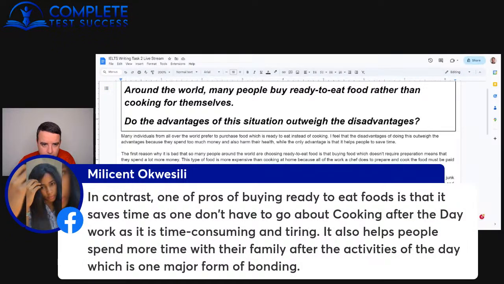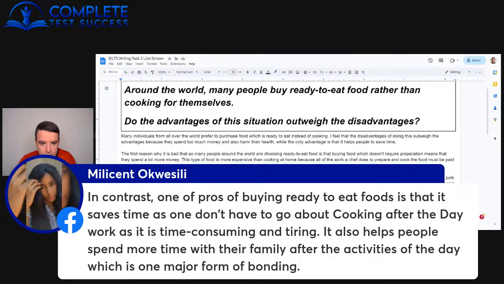Okay, same thing again. In contrast, one of the pros of buying, so again, we have the same thing here, Millicent, using the cohesive device. In contrast, so it's like, okay, we're talking about something else now. We're talking about the other side now. So that's very important again for coherence and cohesion. One of the pros of buying ready-to-eat food, it's an uncountable noun, is that it saves time, as one doesn't have to go about cooking after the day's work, which is time-consuming and tiring.